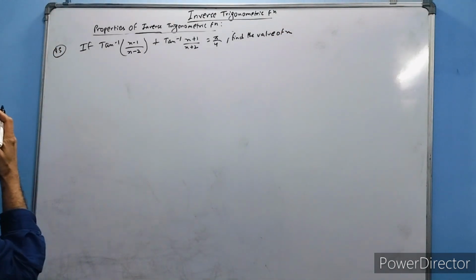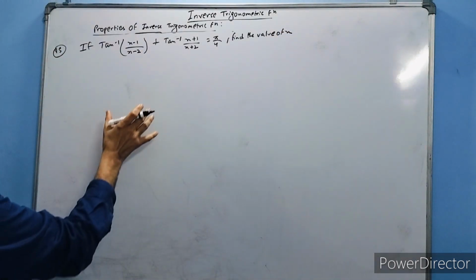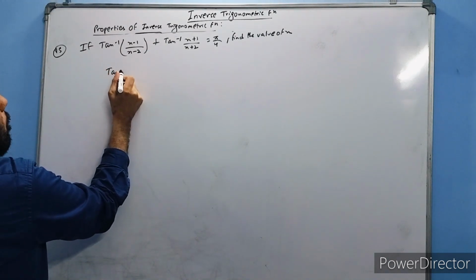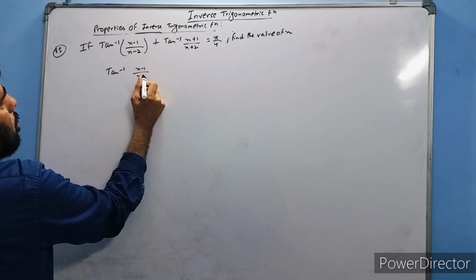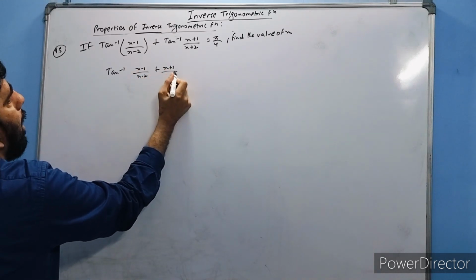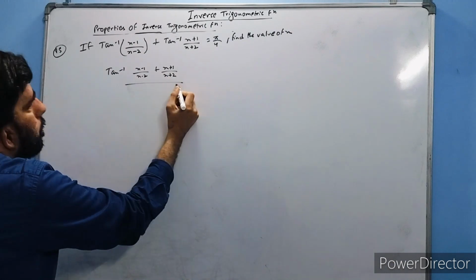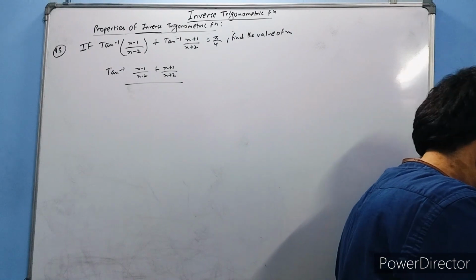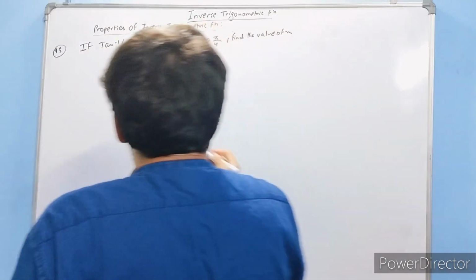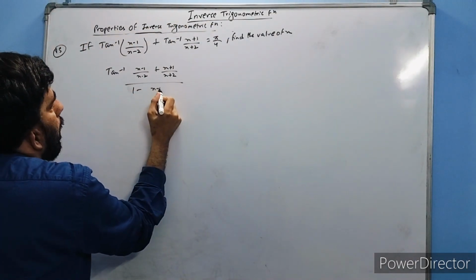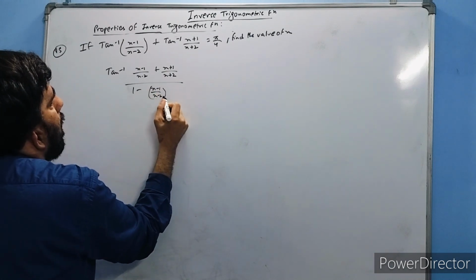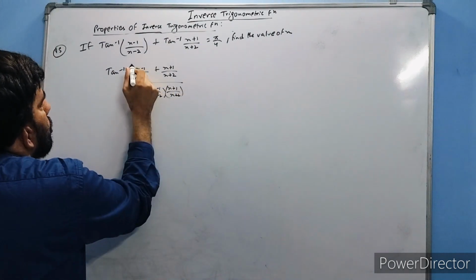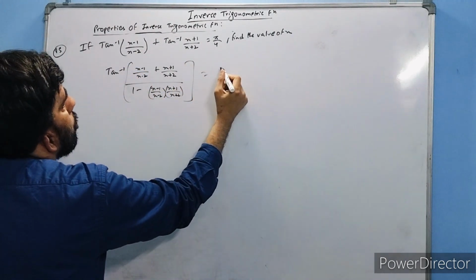What we can do here, in a very simple way, is apply the identity: tan inverse x plus tan inverse y will be tan inverse of x plus y upon 1 minus xy. So we have this identity, and now we'll try to sort it out.